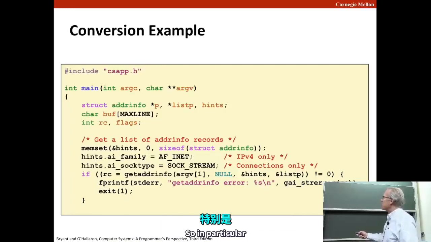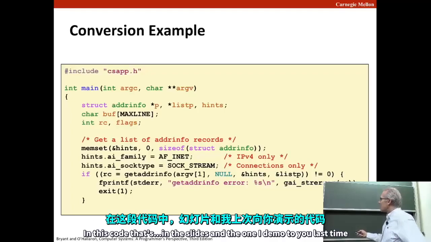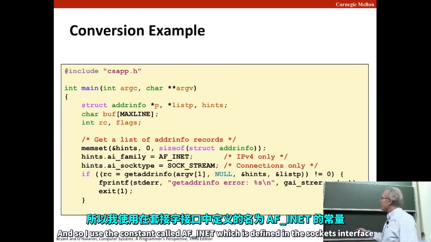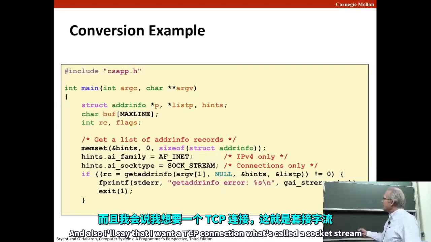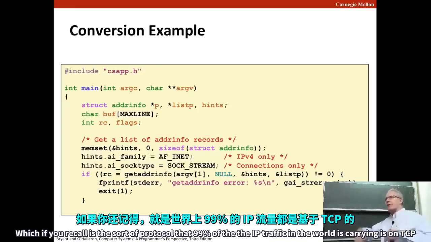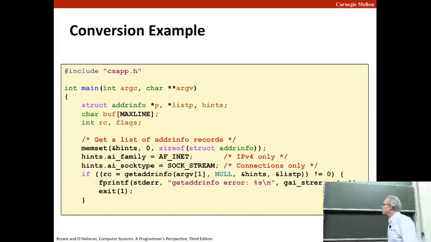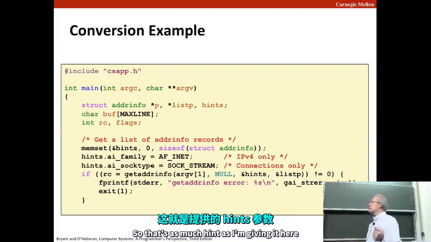In particular, in this code that's in the slides and the one I demoed to you last time, I'm only going to be looking for IPv4 connections. And so I use the constant called AF_INET, which is defined in the sockets interface. I'll also say that I want a TCP connection, what's called a socket stream, which, if you recall, is the protocol that 99% of the IP traffic in the world is carried on, meaning it provides a somewhat higher level abstraction of sending packets back and forth. So that's as much hint as I'm giving it here.